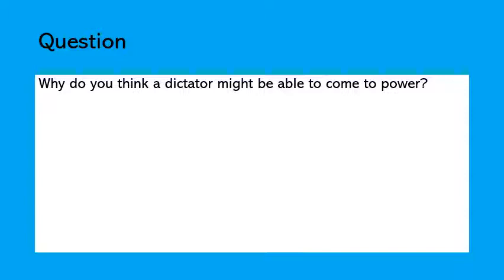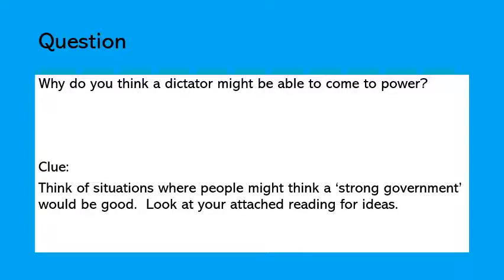If you need a clue, think about situations where people might think a strong government would be good. Think back to your last lesson on Germany after the First World War and the problems with hyperinflation. And you can also look at the attached reading for some ideas. So pause the video while you write down your ideas as a brief paragraph.